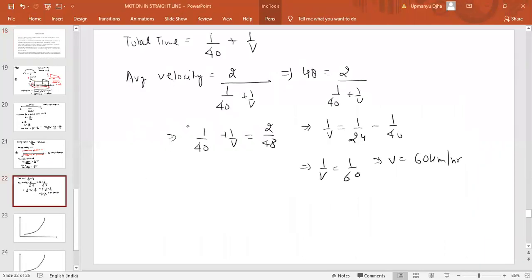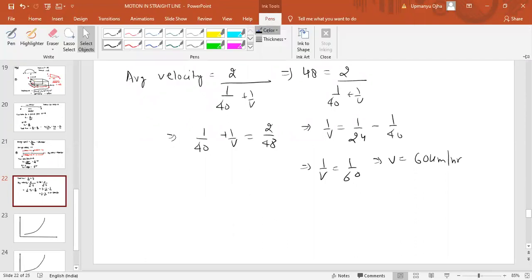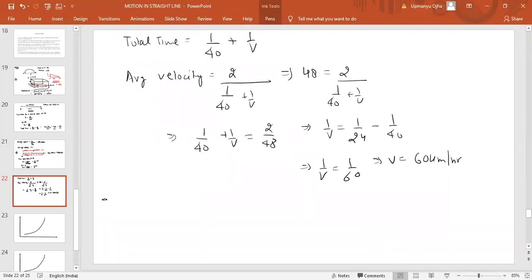The question is that we have a circular lap like this. Okay, a circular lap.